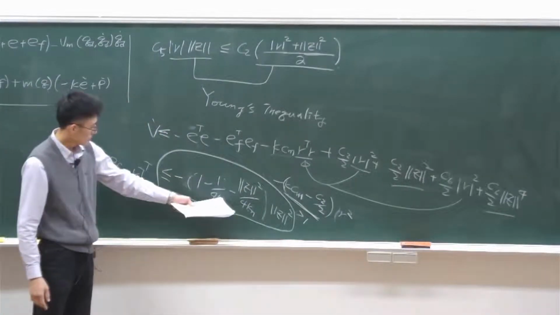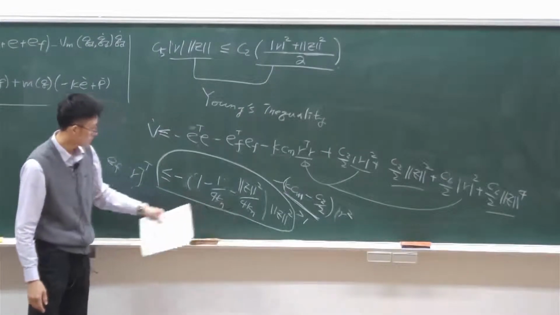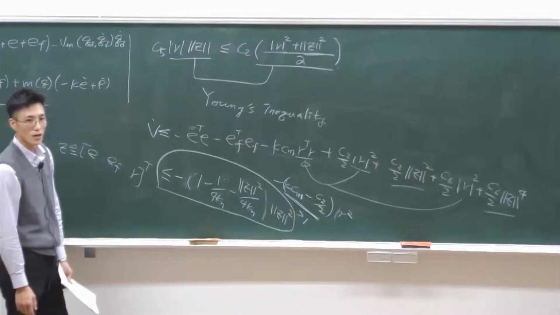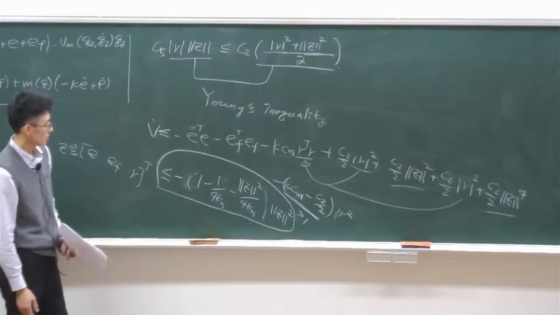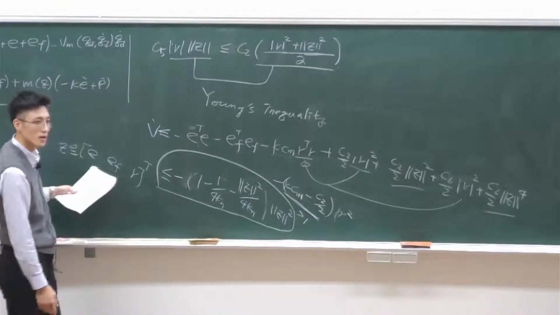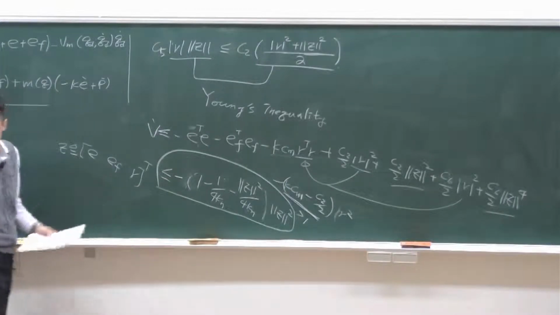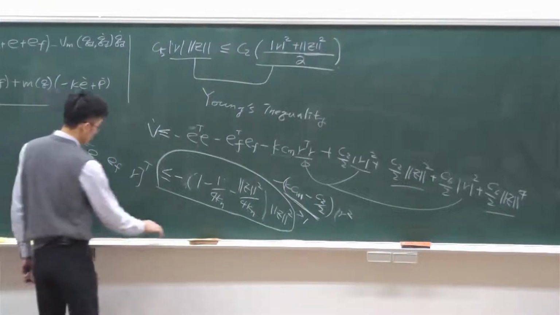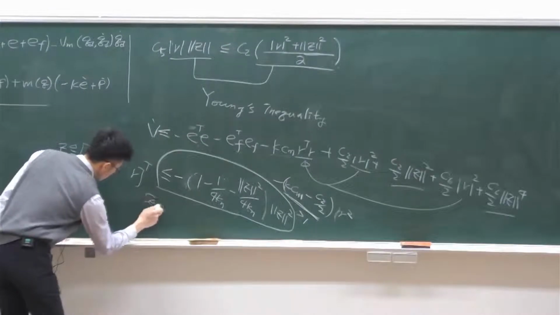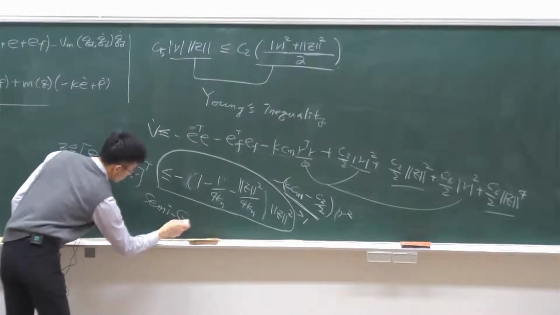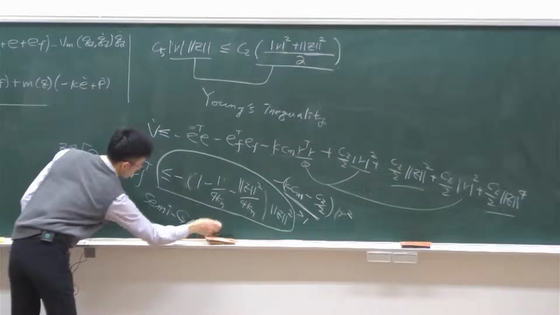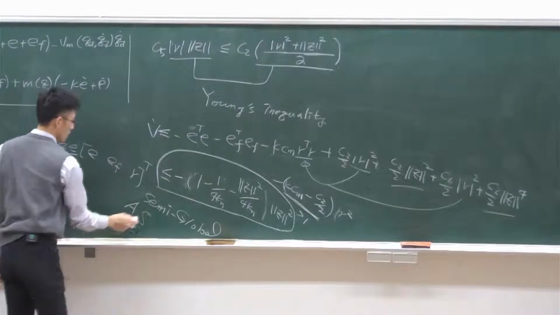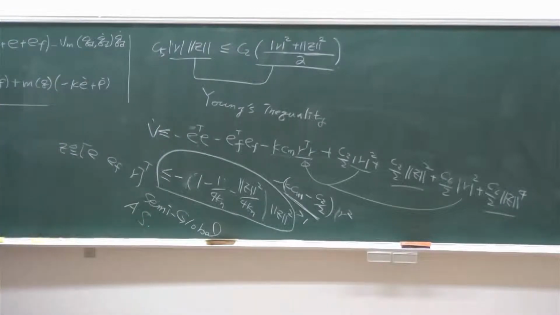The control condition, the gain condition, depends on the initial condition of Z, which is the state. Okay, so that's semi-global asymptotic tracking. It's semi-global. Asymptotic tracking, okay, or asymptotic stability. Okay.